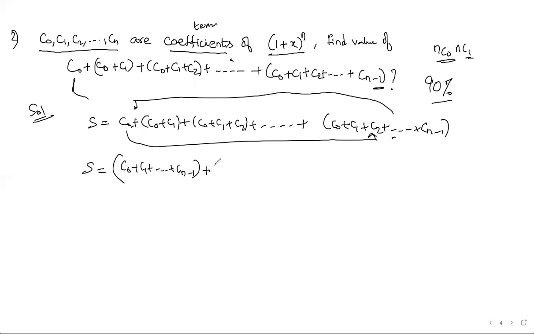So we'll do that. C0 plus C1 plus and so on up to Cn minus 1, plus the second term, which from the last will be in this position. That term will be C0 plus C1 and so on up to only Cn minus 2. Okay, plus and so on, it will be C0 plus C1 and finally C0.